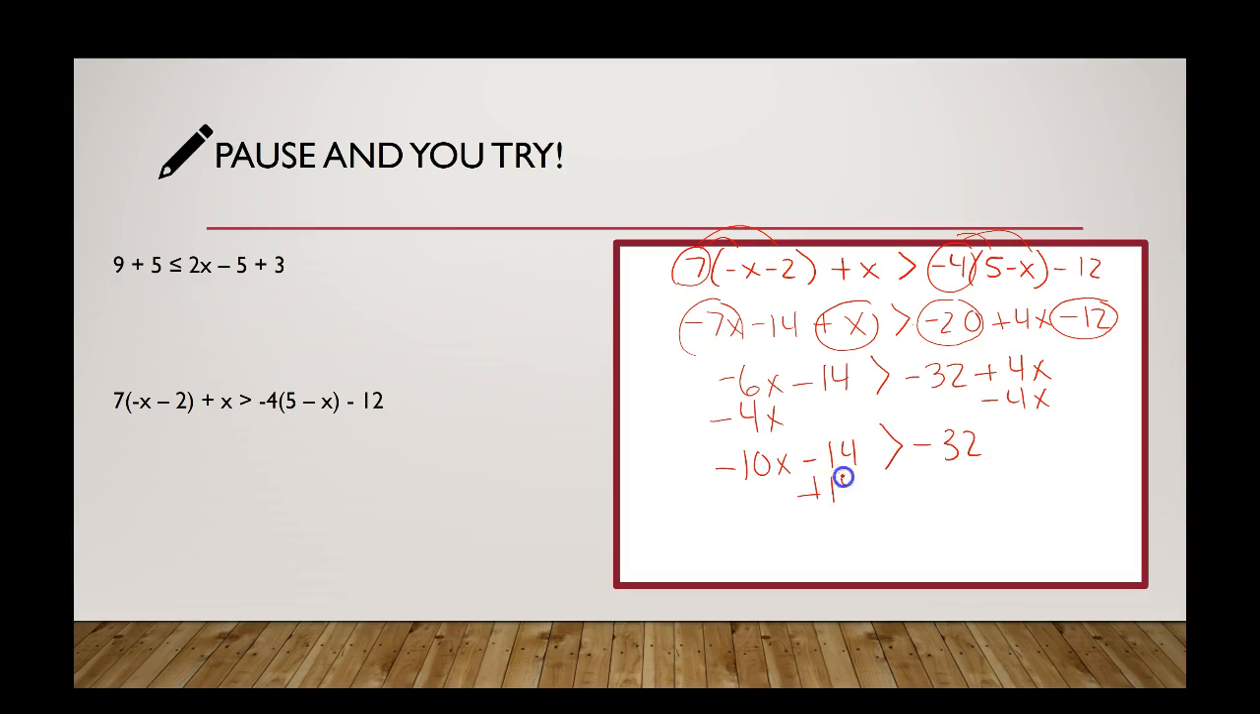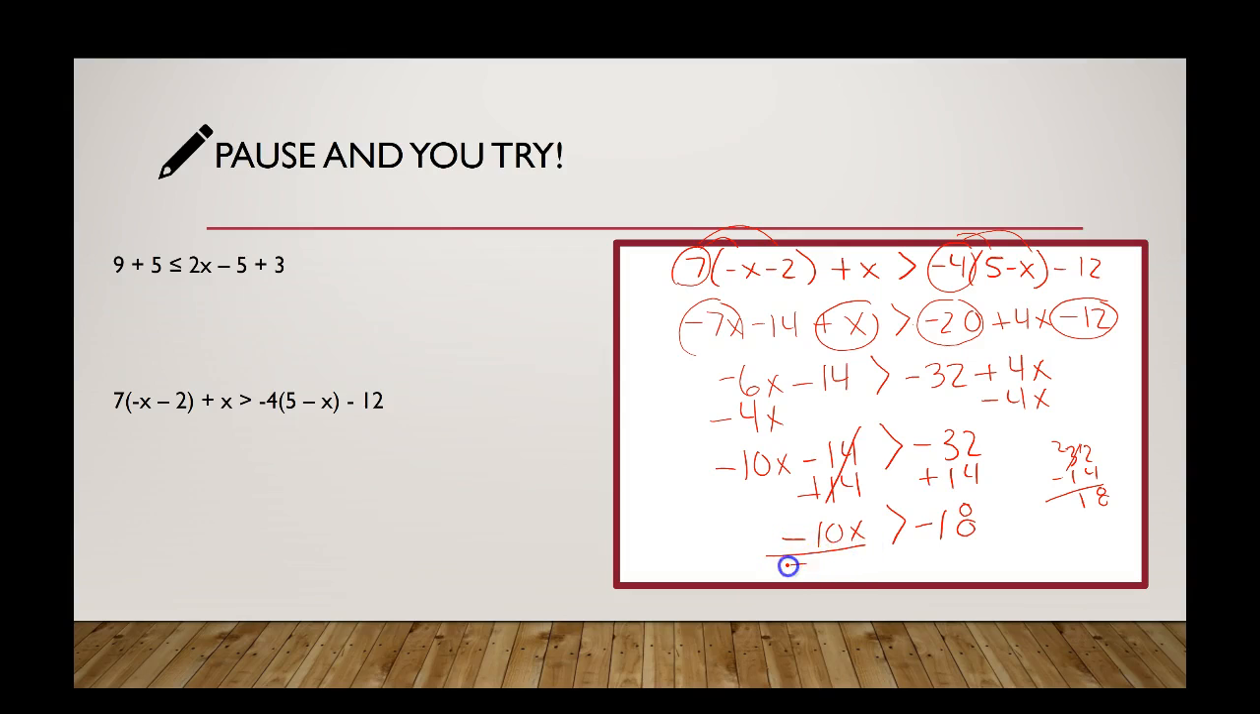So we'll add the 14 to pull that over. You get negative 10x is greater than negative 32 plus 14. That would be negative, let's do the math here. Negative 18 is what you would get there.